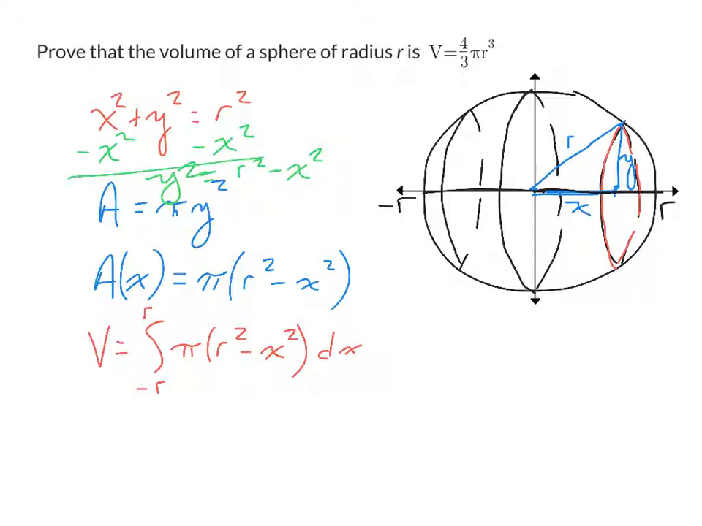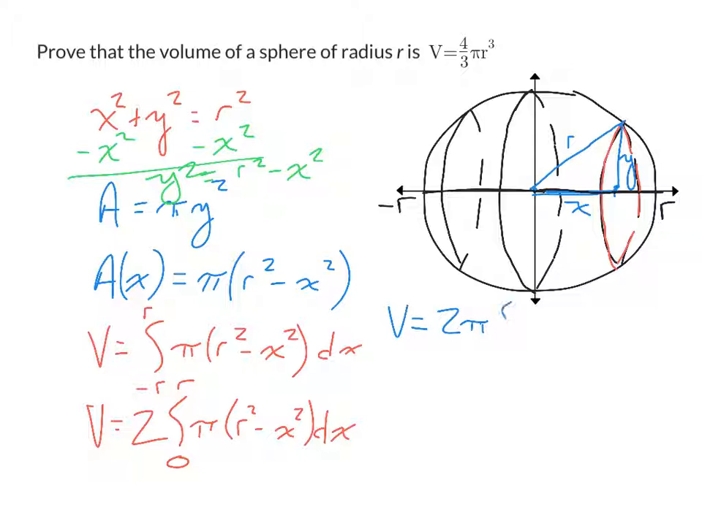dx. Now we can save ourselves some time. We know this function is the same area or volume on the left half as it is on the right half. So I can also look at this as the volume equals 2 integrated from 0 to r of pi times r squared minus x squared times dx. And let's go ahead and evaluate this. So I'll first pull the pi out front. So volume equals 2 pi times our integral evaluated from 0 to r of r squared minus x squared times dx.